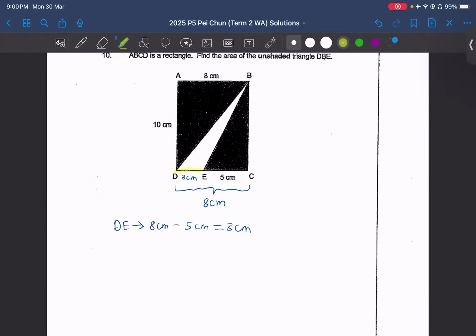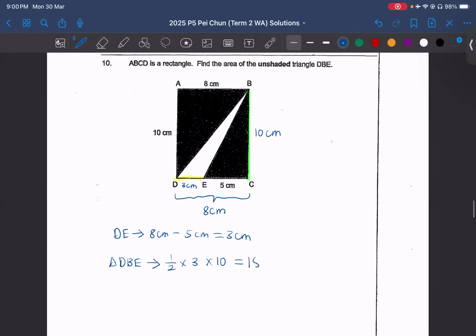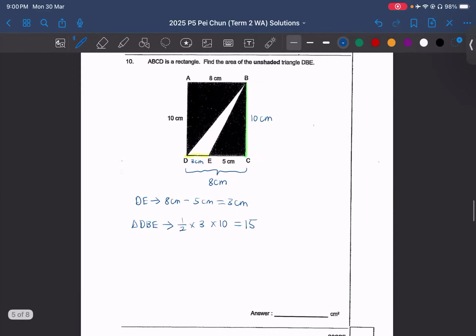Okay, then the height will be the perpendicular height, so 90 degrees. So the height would probably be this, sorry, not DC, BC. So in this case, the height is the length of the rectangle, which is 10 centimeters. So we want to find the area of triangle DBE, which would just be half times my base of 3 centimeters times my perpendicular height of 10 centimeters. So half times 3 times 10. So 3 times 10 is 30. Half of 30 is 15. Okay, so the answer for this question is that the unshaded triangle is 15 square centimeters. That will be for question 10.